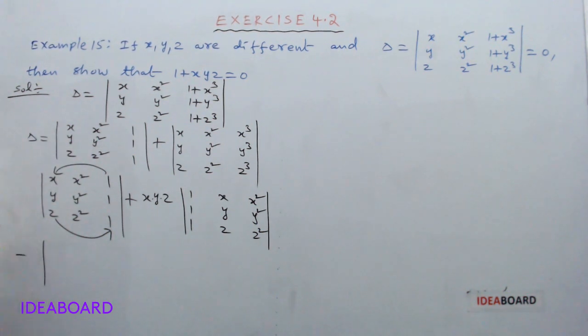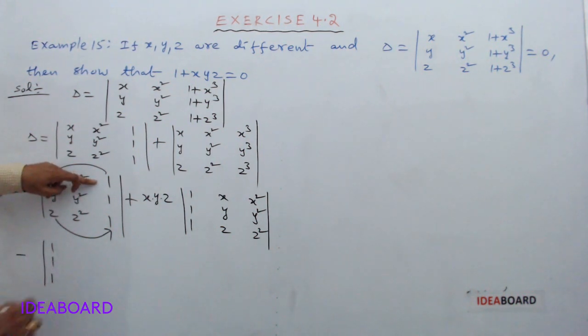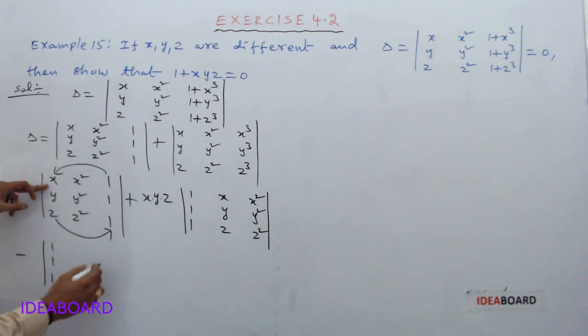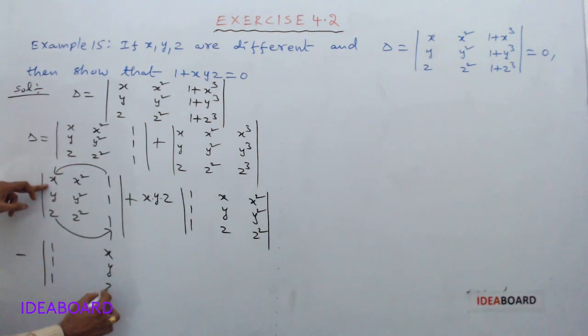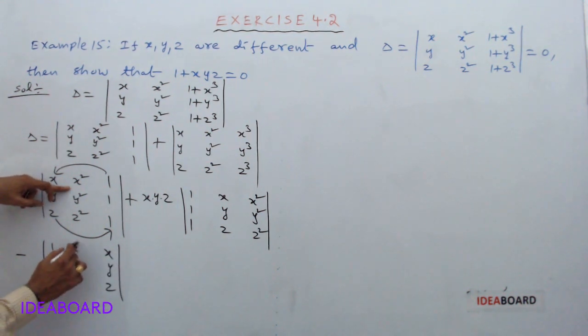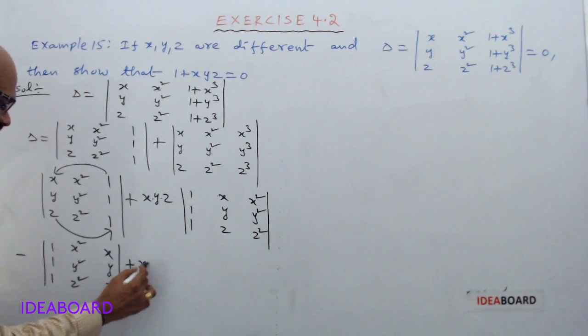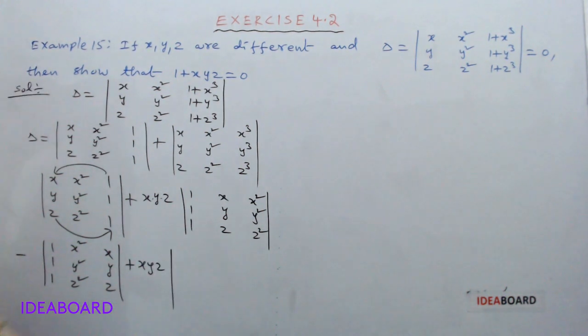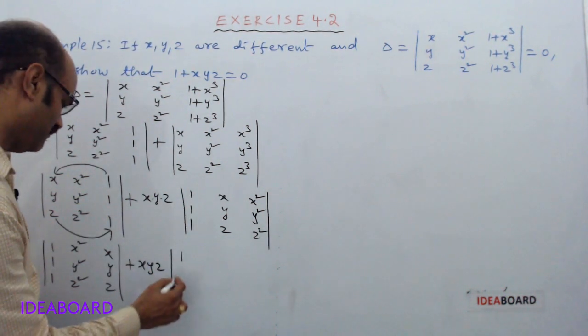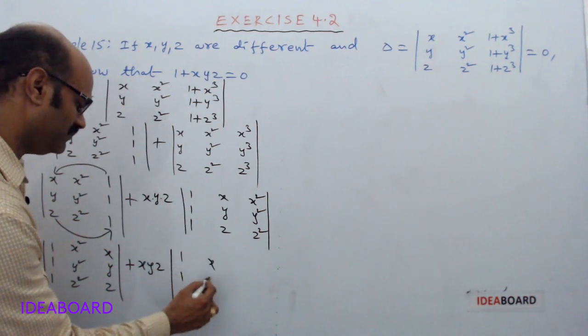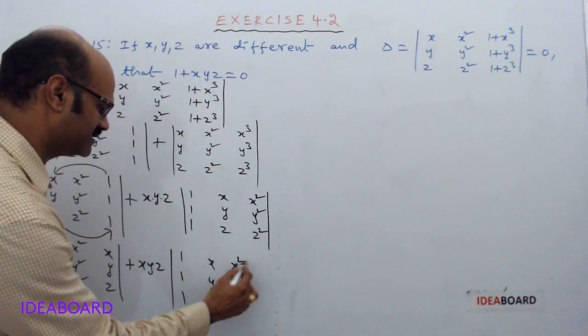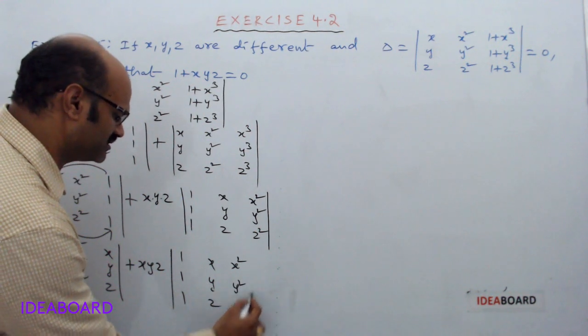Then we have to take minus before the determinant. So 1, 1, 1 and this will be changing to this, plus x, y, z. Next we are having x square, y square, z square, plus xyz into determinant of 1, 1, 1, x, y, z, x square, y square, z square.